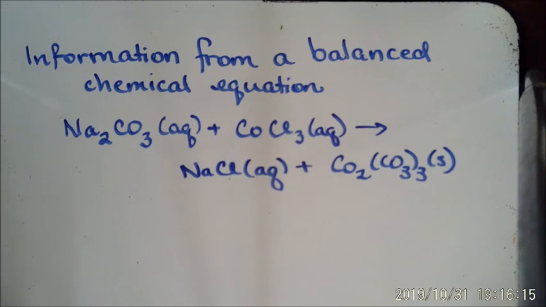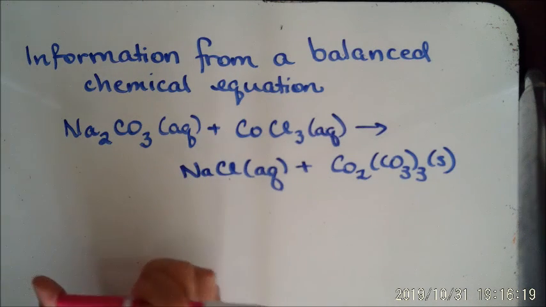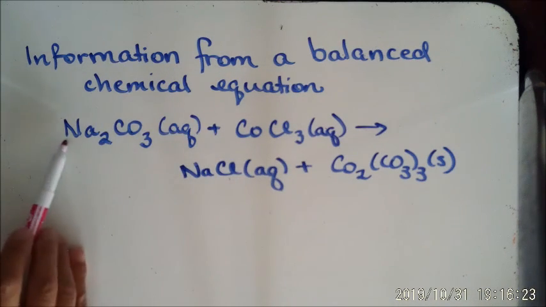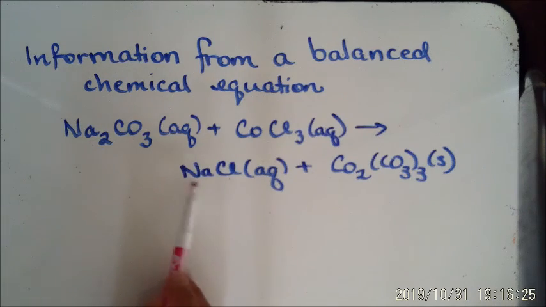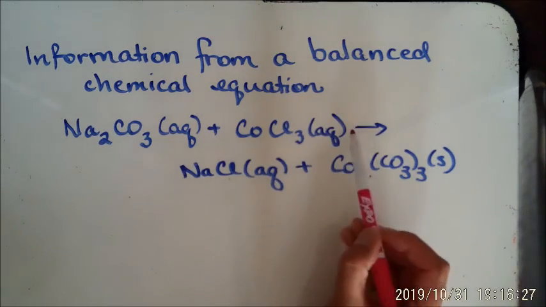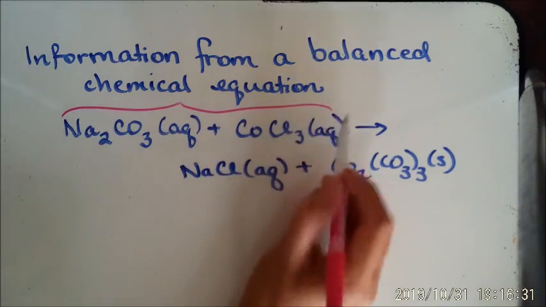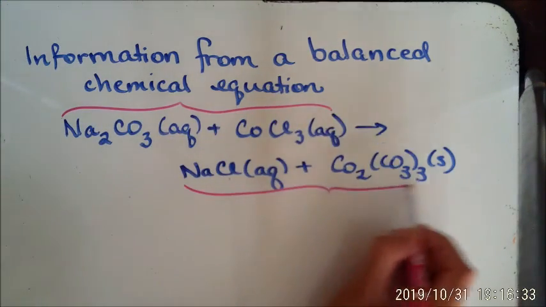Alright, so let's go through and talk about the information that can be obtained from a balanced chemical equation. The first thing we notice here is this isn't balanced. I have 2 sodium atoms here and 1 there. So here, these are my reactants and these are my products.